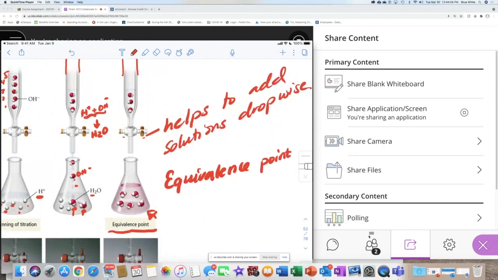Oh, the past. Equivalence point, we had moles. So the amount of OH minus and the H plus are in moles. Moles of H plus equal moles of OH minus.